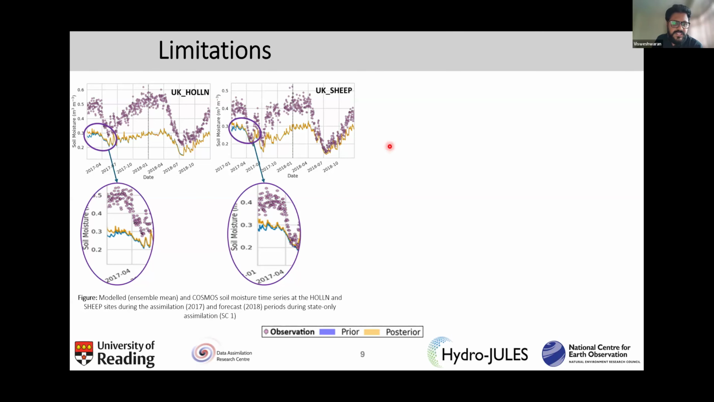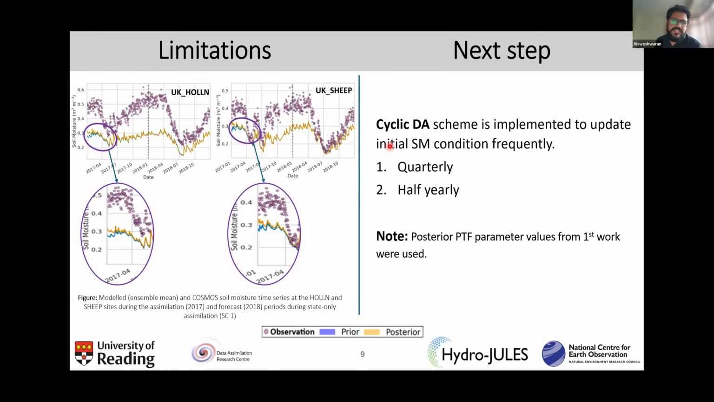So to circumvent this, we are now working on a cyclic data assimilation scheme to update these initial conditions more frequently or more dynamically, let's say quarterly and half yearly updates, to see how JULES behaves when we do this. It should be noted that the posterior PTF parameters K1 to K12, whatever we have derived from the previous work, we have used here.